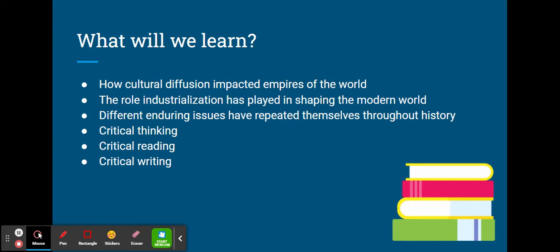This includes things like careers and movement patterns, warfare. All these things are linked back to industrialization. We're also going to take a look at different enduring issues that have repeated themselves throughout history. This idea is in line with the new Global History and Geography 2 regions that students will be taking in June. In addition to content skills, we're going to work on things like critical thinking, critical reading, and critical writing. We're going to continue to practice and hone those important skills that apply to social studies as well as their other classes.